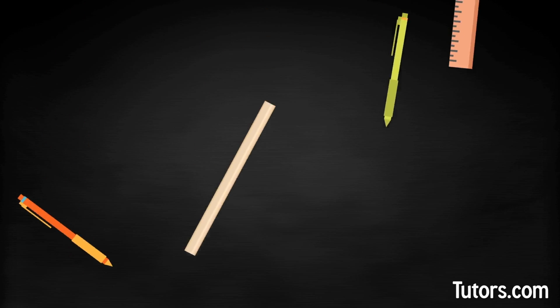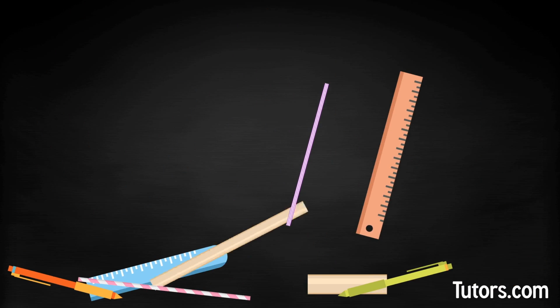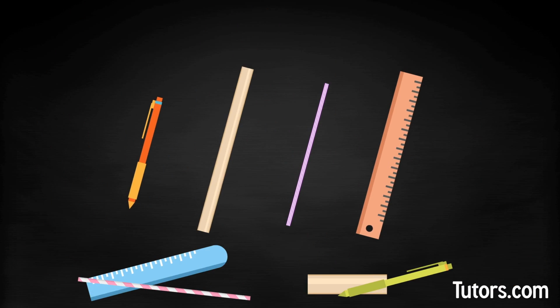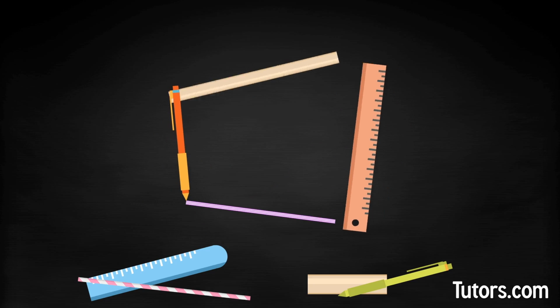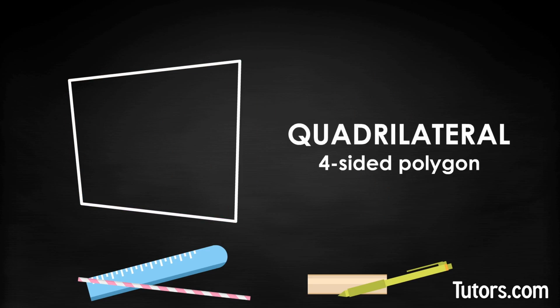Find 4 straight objects to use as line segments. Straws, rulers, dowels, pens, anything will do, and they do not have to be the same length. If you connect the 4 linear objects at their 8 ends, you have a quadrilateral, a 4-sided polygon.